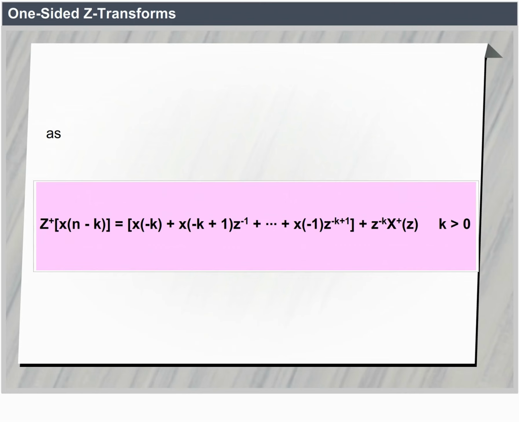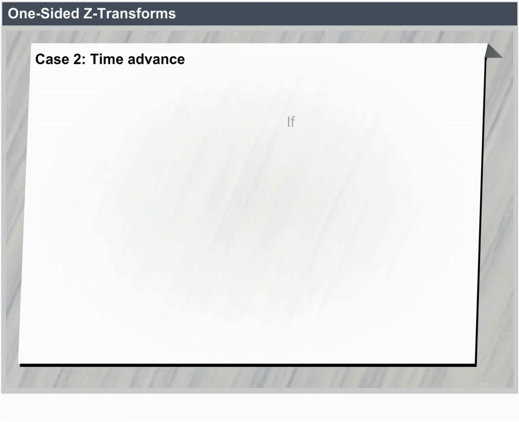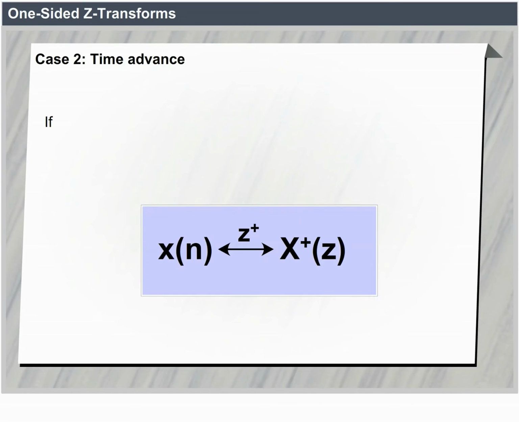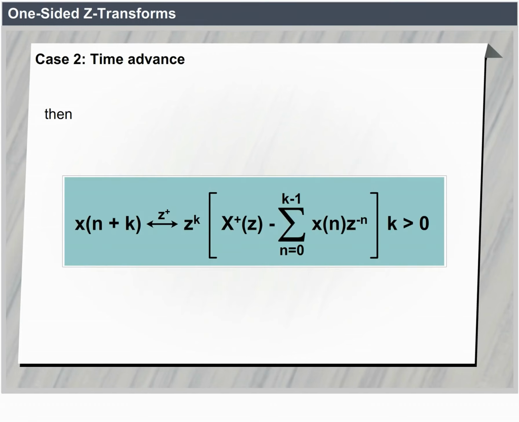Case 2. Time advance. If x of n is related to capital X plus of z in the presence of z plus, then x of n plus k is related to z power k into within the bracket capital X plus of z plus summation n equal to 0 to k minus 1 x of n into z power minus n, where k greater than 0.